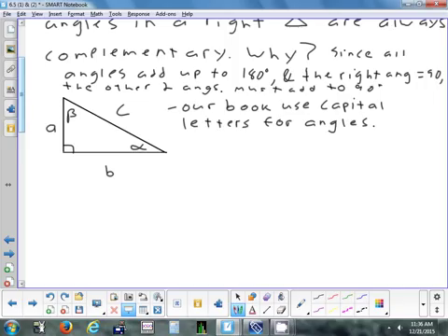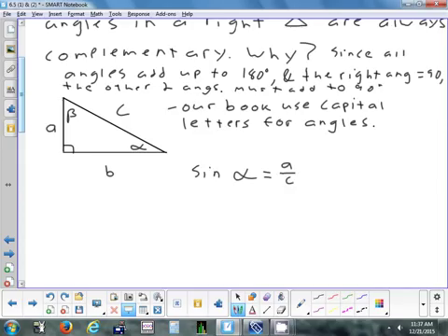All right, let's look at a couple trig functions here. Okay, let's do the sine of alpha. Brian, what's the sine of alpha there? A over C.